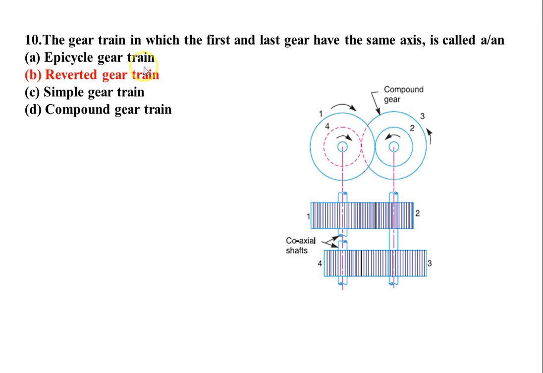Epicyclic gear train: one or more than one gear have movement around one gear. That type of gear train is known as an epicyclic gear train.